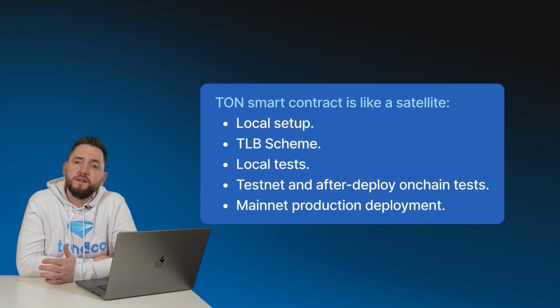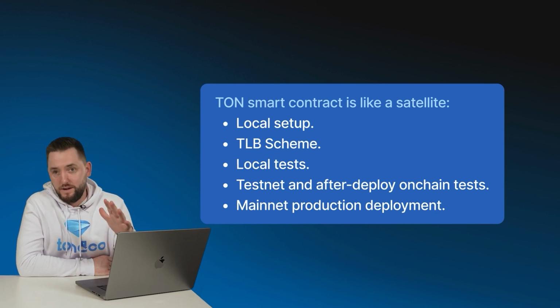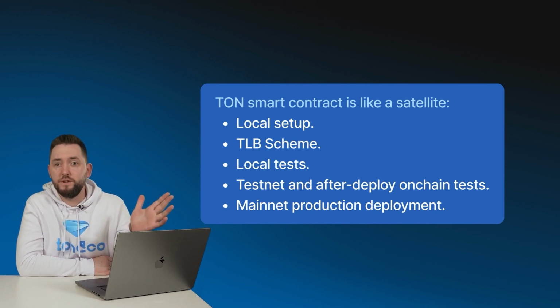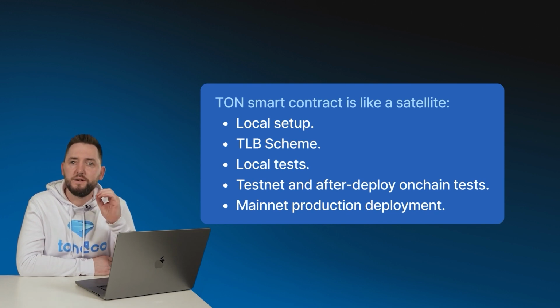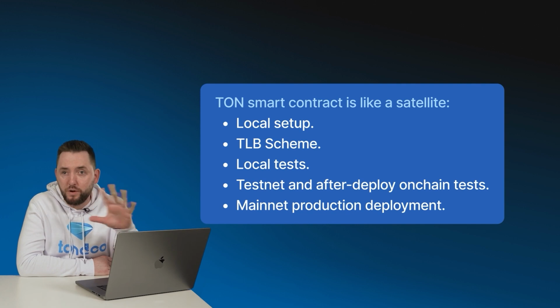So how do we deliver the satellite to the orbit? Using rockets. Rockets bring the satellite to the orbit and leave it there. They fall off after the successful finish of their mission. So this is mainnet production deployment. From this moment, the satellite is on its own in space, working with everything it has pre-programmed inside.